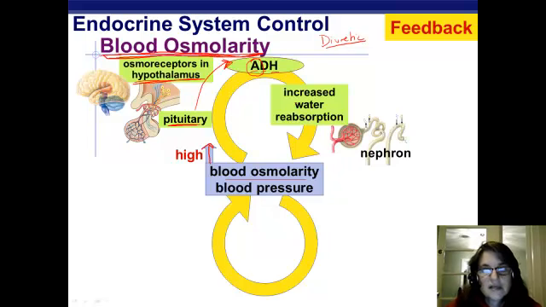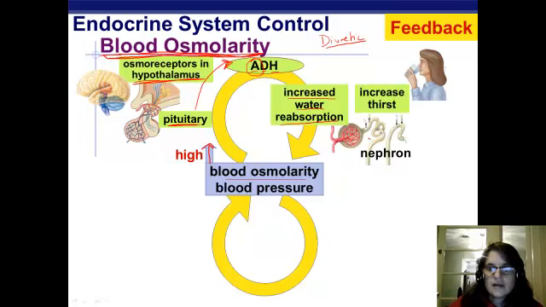So that's what this does, and it causes your kidney to increase the amount of water that it is reabsorbing from the body fluids that it's accepting from the glomerulus and the nephron. It will also increase thirst, because obviously you're feeling dehydrated. We want to make you thirsty, so you will drink. So anti-diuretic hormone does both those things.